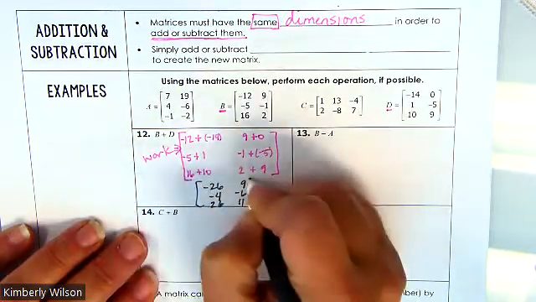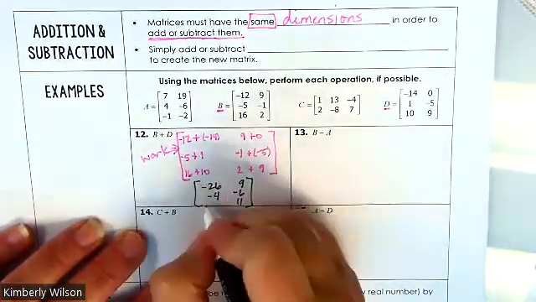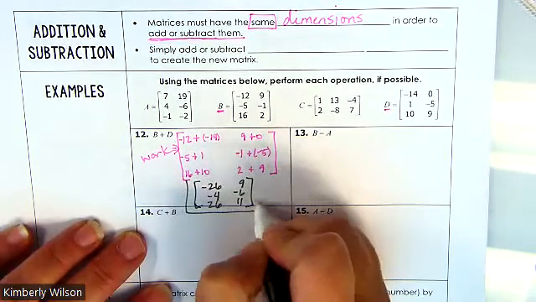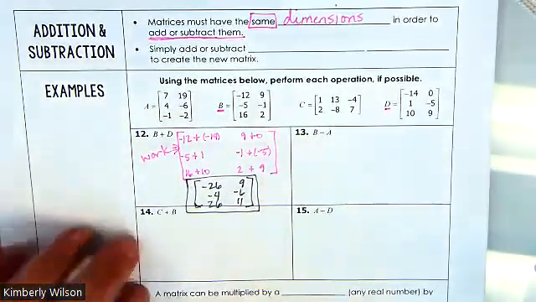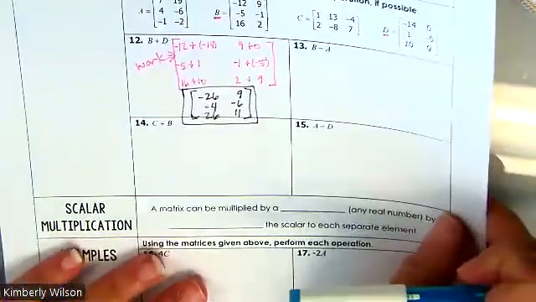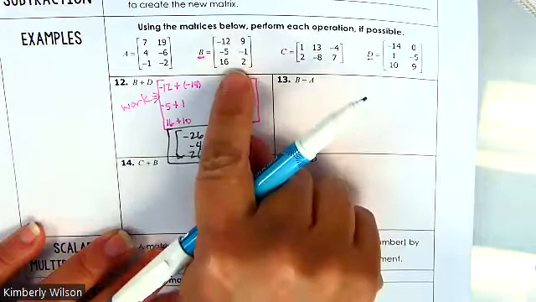So this matrix right here, make sure we can see that, is my answer, because that is after we have simplified. Okay. 14. That is C plus B.